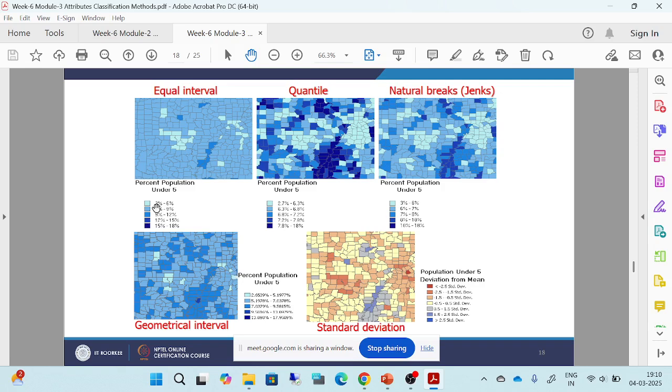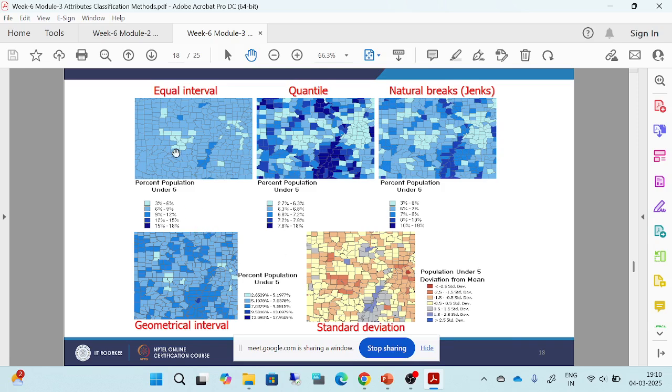So here, if you take a look at this, the number of classes that has been generated here is 5 in all these first 4 ones, like equal, quantile, natural, and geometrical. But when you come to standard deviation, you have 7 classes.